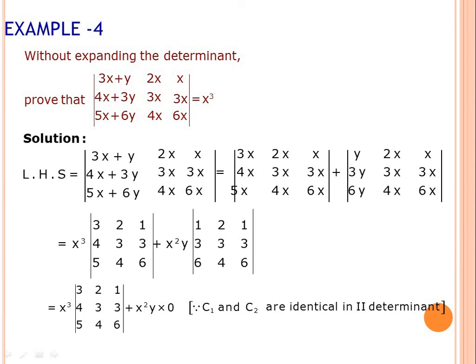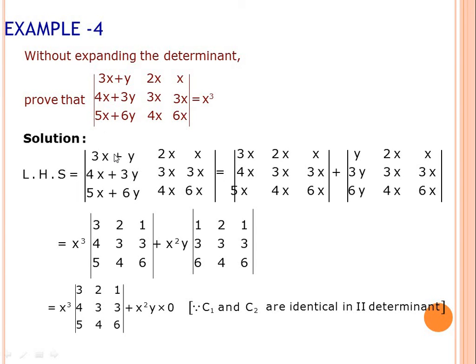Fourth example, without expanding, prove that this determinant is having a value of x cube. Now let's proceed further, and we have to prove without expanding. So we will follow the property.